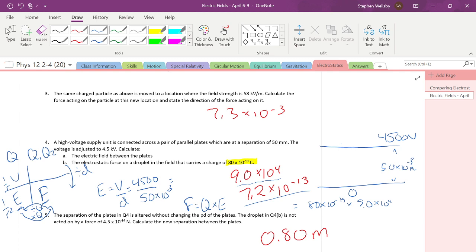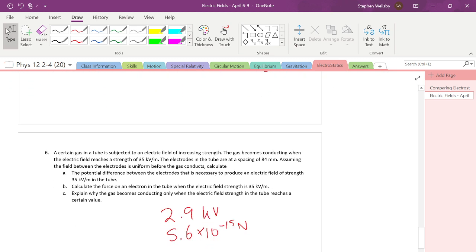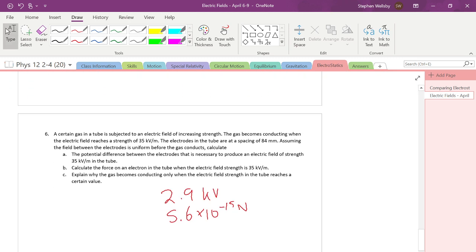So how to solve question 6. A certain gas in a tube is subject to an electric field of increasing strength, and the gas becomes conducting when it reaches 35 kilovolts per meter. And 35 kilovolts per meter is roughly the same field strength that you need to have a lightning strike.